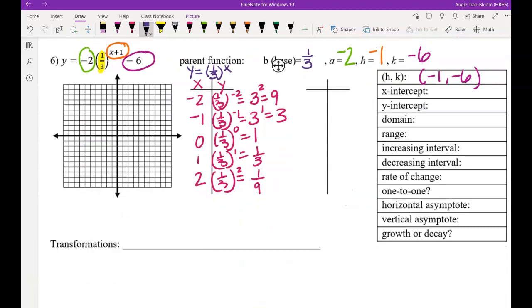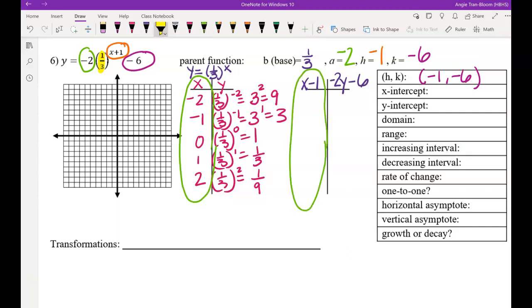Okay, so let's fill some stuff out. We have an a value of -2, so that gets multiplied to the y, an h value of -1, so x minus 1, and a k value of -6, so that also changes the outputs. So take all of these right here, y'all, and -1, okay? Then take all of this right here on the parent, and then change that with this. All right, -2 minus 1 is -3, -2, -1, 0, and 2.